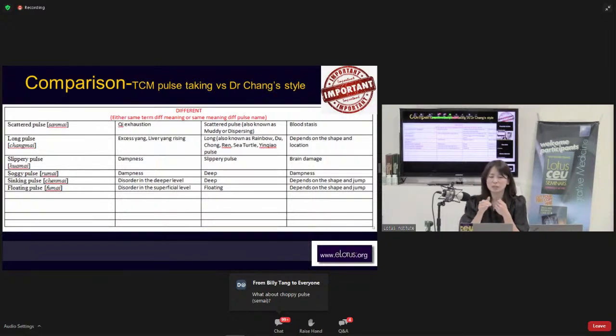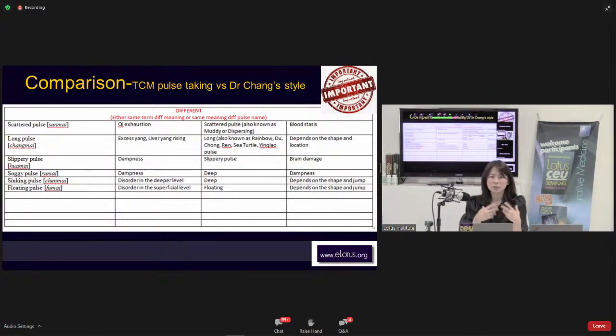And then next one, soggy pulse means dampness, but dampness in Dr. Chang's terminology is a deep pulse. Whenever you see a deep pulse, that means there's dampness. So like I was telling you, deep pulse is a little bit hard to discern compared to a weak pulse, right? When it's extremely weak versus when it's deep, that's kind of hard to tell. So that's just up to you and to practice, right?